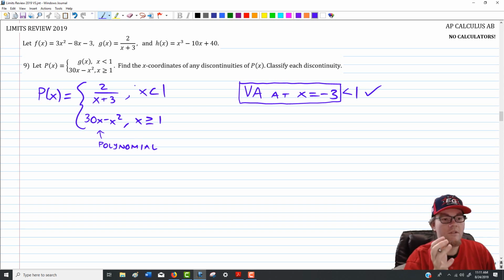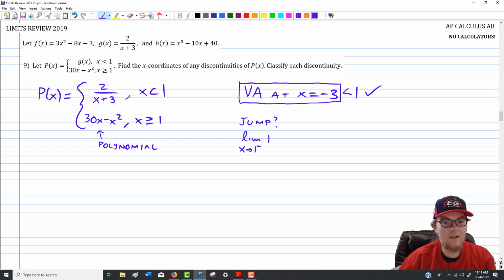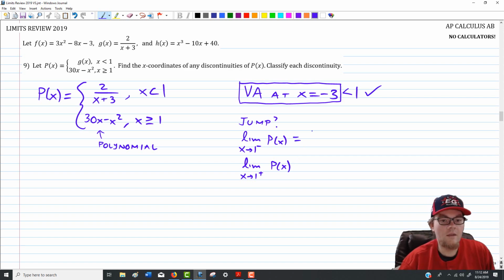Instead, what we want to focus our attention on is what's happening at the boundary. So we're going to check for a potential jump. In order to do that, we need to look at the left-hand limit and the right-hand limit. So let's see. The limit as x approaches 1 from the left side of P of x will be one thing we calculate. The limit as x approaches 1 from the right side of P of x will be another thing we calculate. Looking at our ingredients here, from the left side, we're going to get 2 over 1 plus 3, which is going to be 1/2, perfectly good y value.